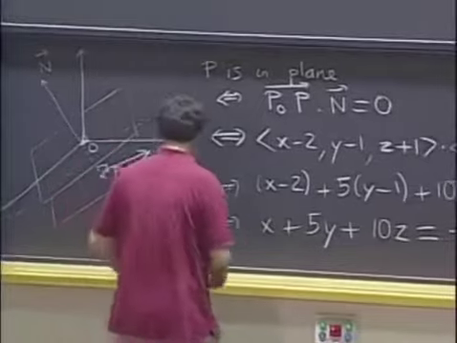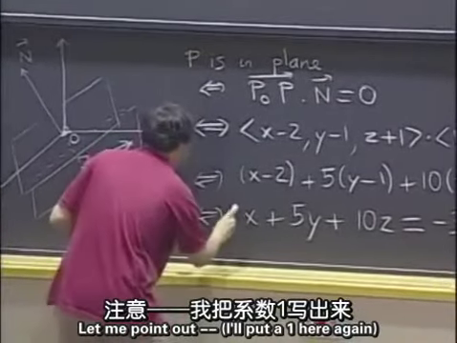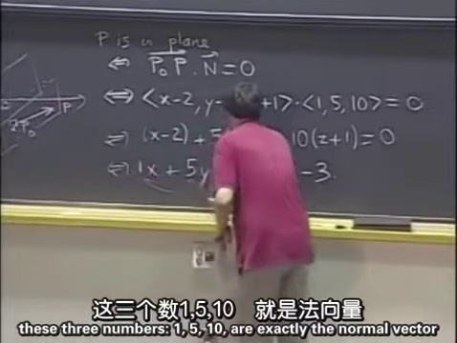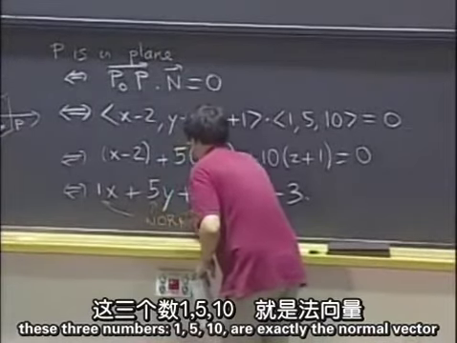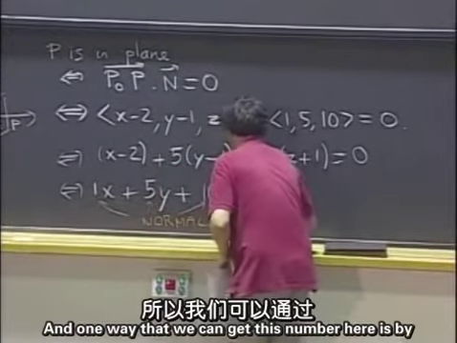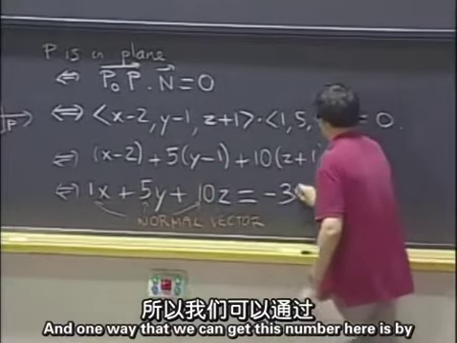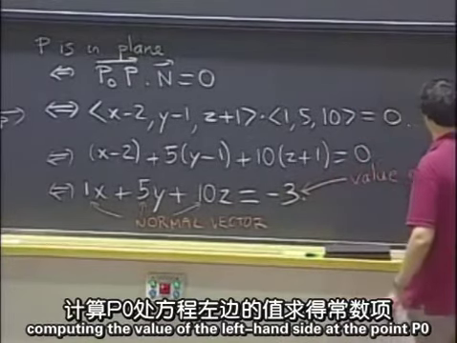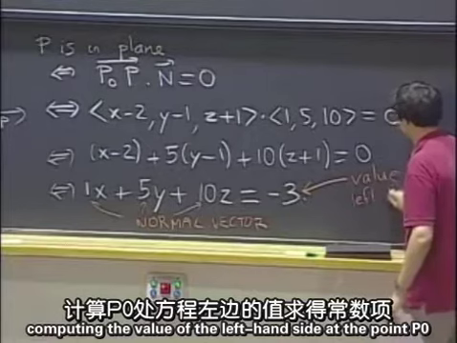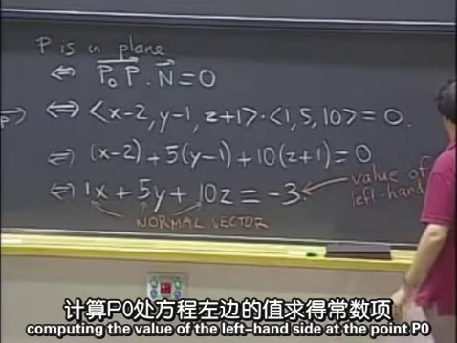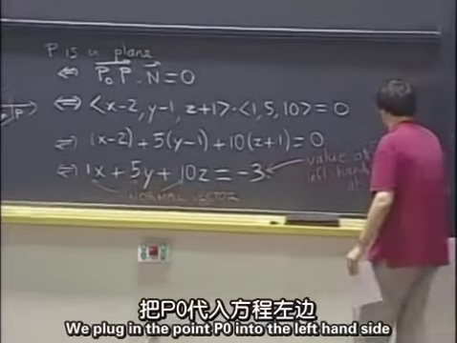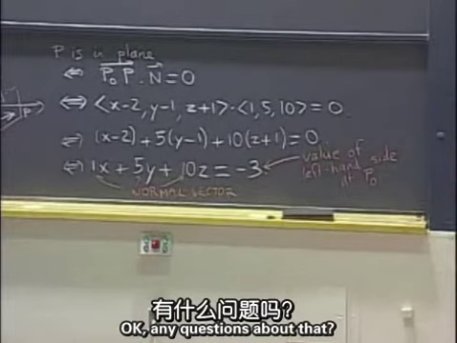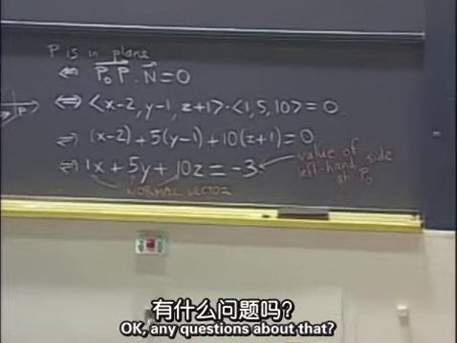Okay, so let me point out, maybe I'll put a 1 here again. So these three numbers, 1, 5, 10, are exactly the normal vector. Okay. And one way that we can get this number here is by computing the value of the left-hand side at the point P0. We plug in the point P0 into the left-hand side. Okay? Any questions about that?